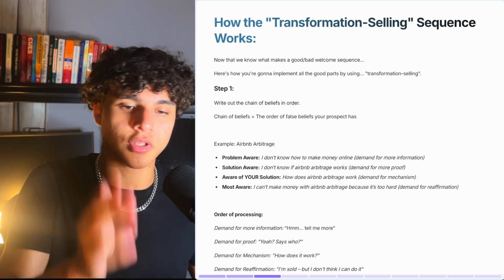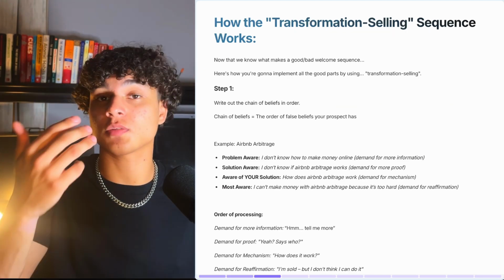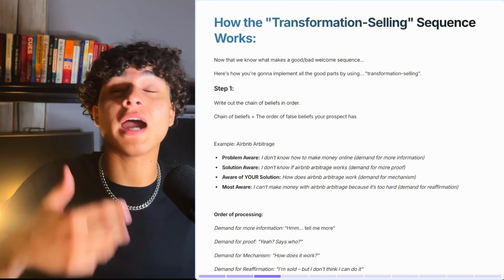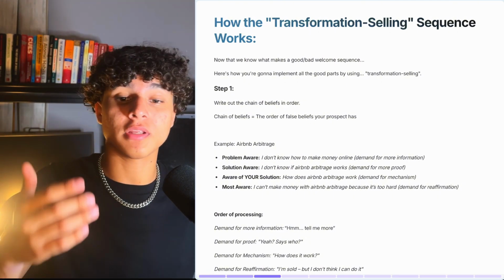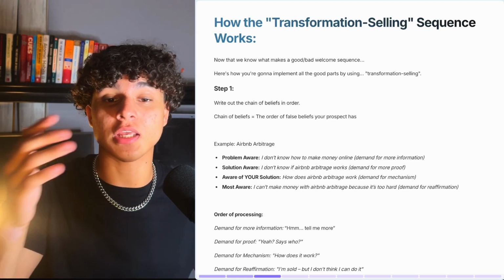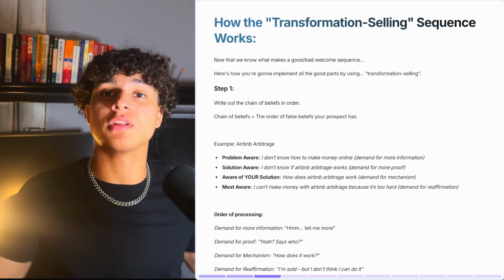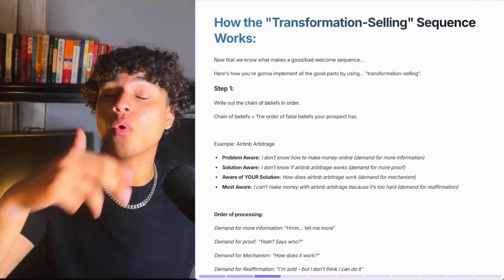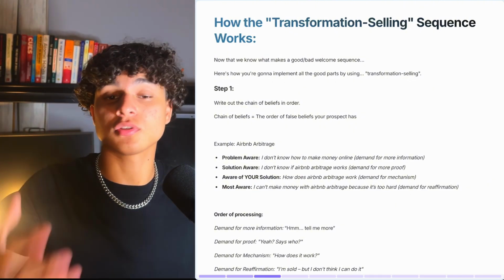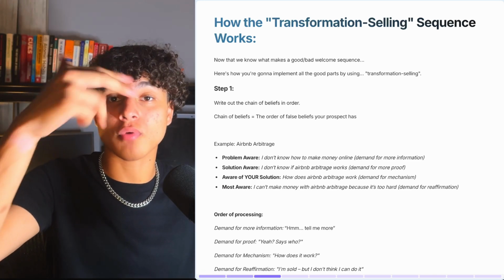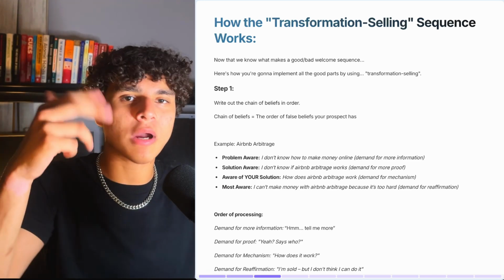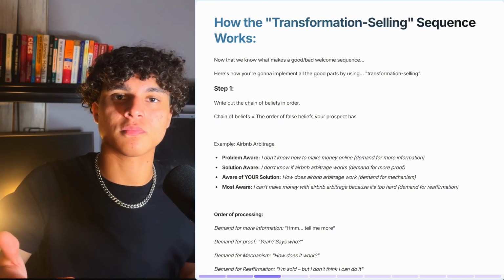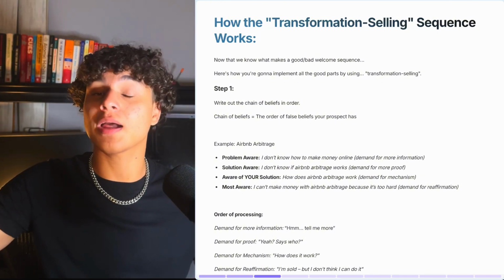Here's an example with Airbnb arbitrage. When your prospect is problem aware, the false belief that they will have is, I don't know how to make money online, right? They know the problem, which is they don't have money, but they don't know how to. That's the first false belief you have to break. And you do this in order according to the levels of awareness, because you have to break every false belief in order. If you try to break it out of order, the person isn't going to understand the information because they aren't aware of that process yet.